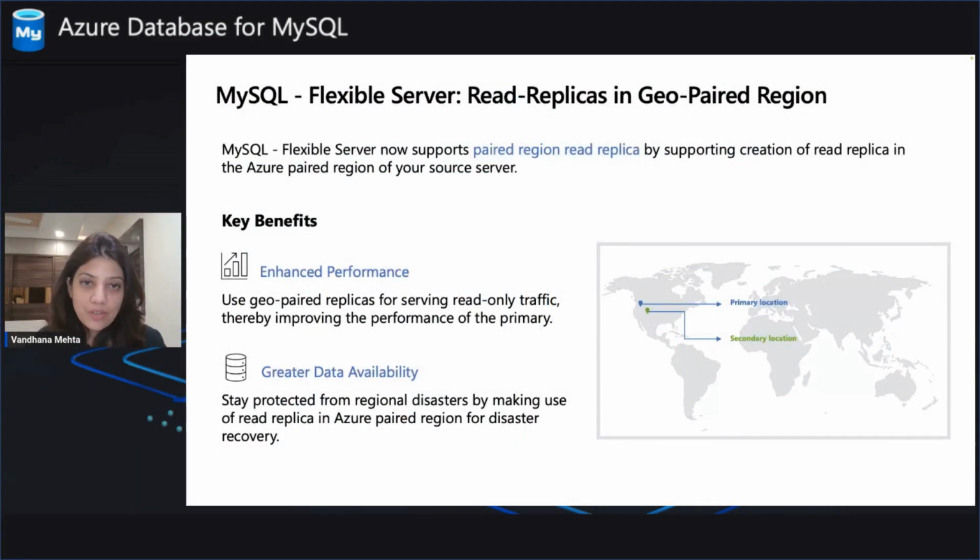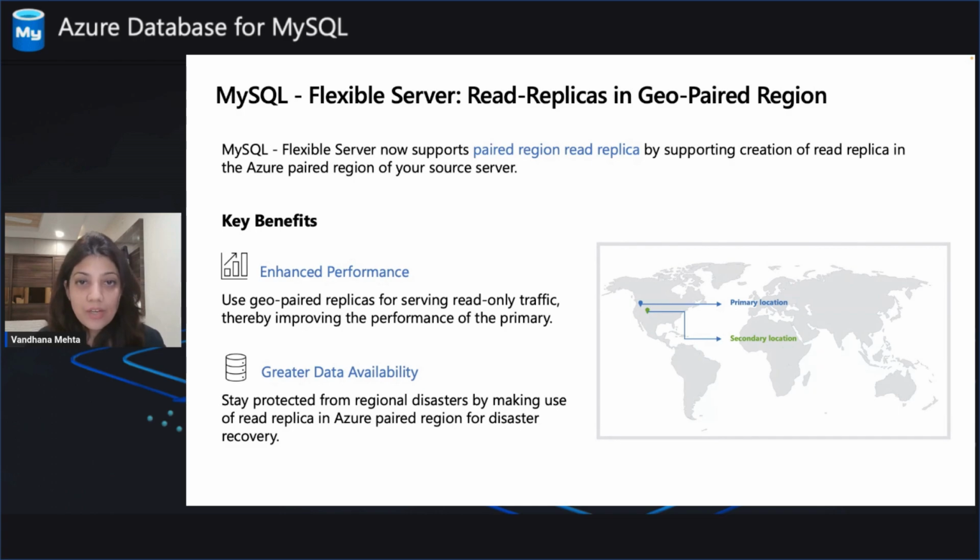Hello everyone. Adding yet another feather to the cap, we are delighted to announce general availability of the feature cross-region read replica in geo-paired region in Azure Database for MySQL Flexible Server. Using this feature, end users can now provision a read replica in Azure supported paired region of the source server.